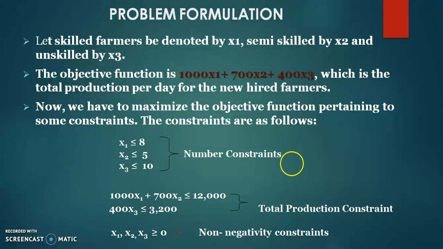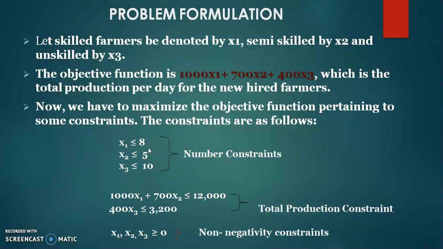Skilled farmers is denoted by x1, semi-skilled by x2 and unskilled by x3. The objective function is 1000 into x1 plus 700 into x2 plus 400 into x3, which is the total production per day for the new hired farmers. Now we have to maximize the objective function pertaining to some constraints. The constraints are as follows.